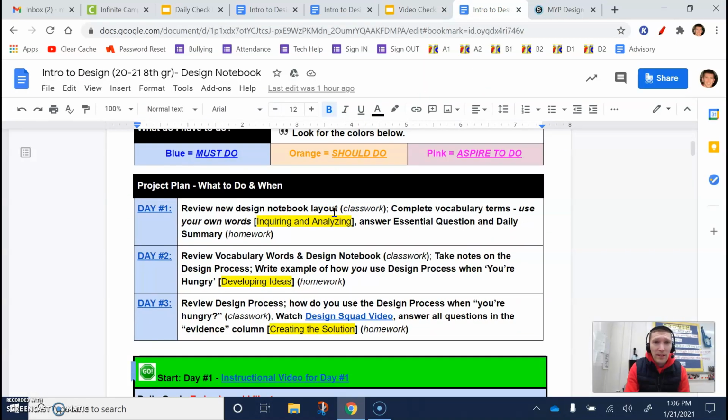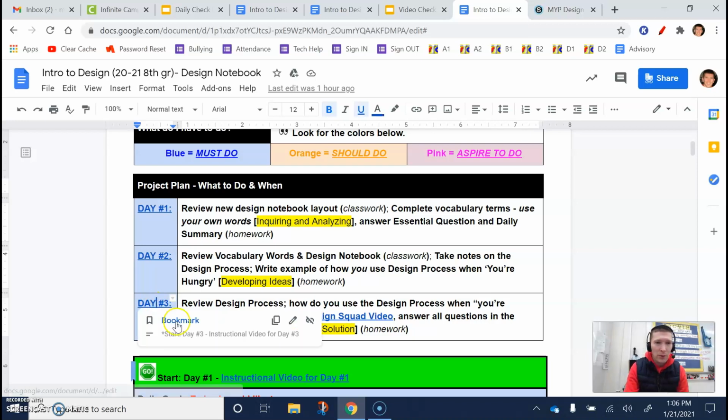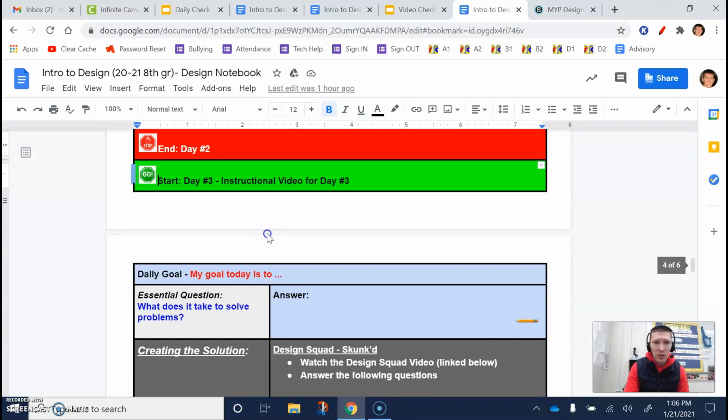So it's only a 3-day design notebook just to kind of get us back into what the design process is and the design notebook. So reminder that in order to get to day number 3, you could scroll to the bottom, but a little shortcut, click on day number 3 and bookmark. It'll take you straight there.